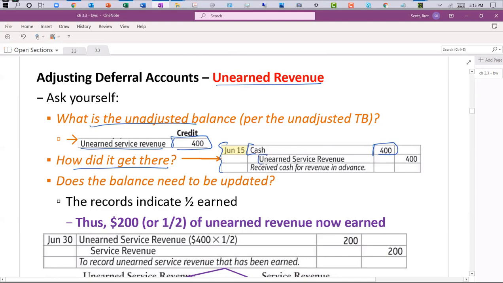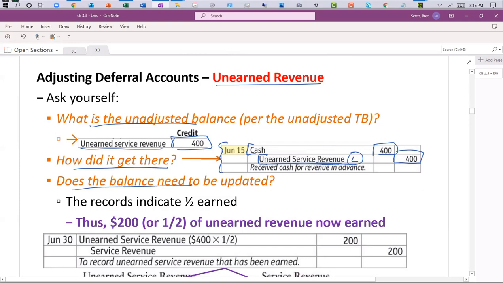But in that case, I will record what's called an unearned service revenue balance. That's a liability. Don't let the revenue name fool you. That's the only type of account where you see the word revenue. That's actually a balance sheet account, not an income statement account. So I have this liability of 400, meaning that I owe services, I owe effort, or I owe the cash back.